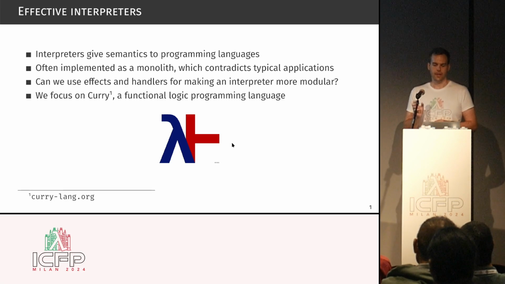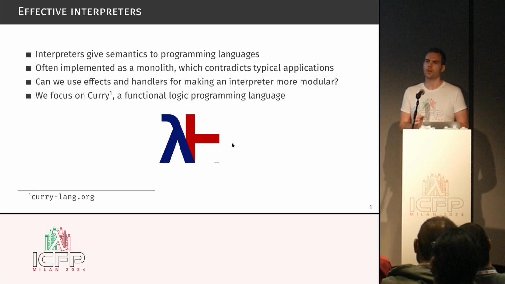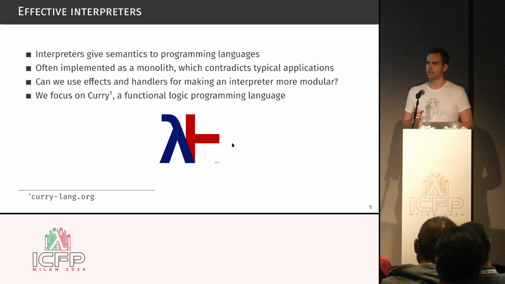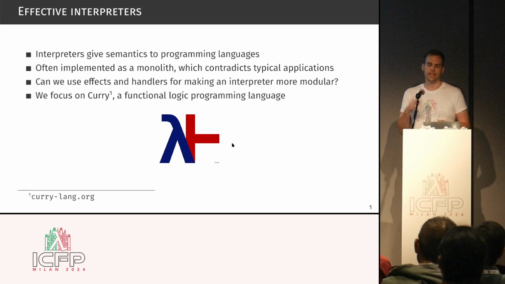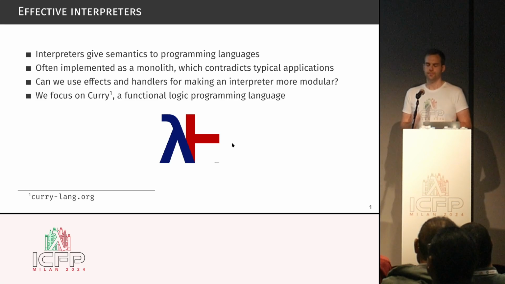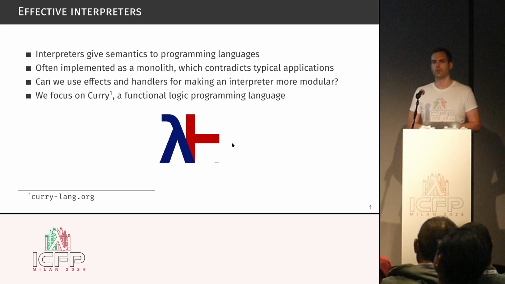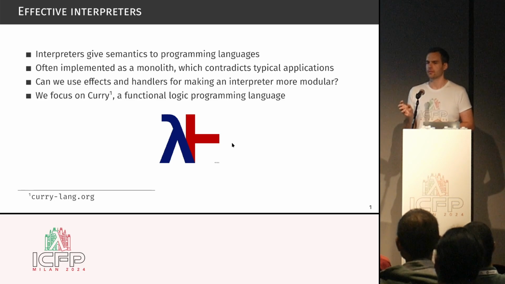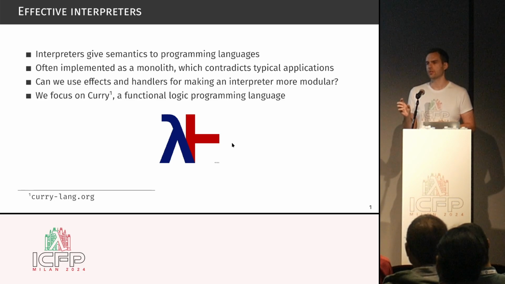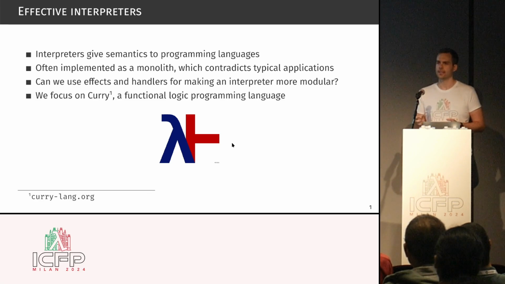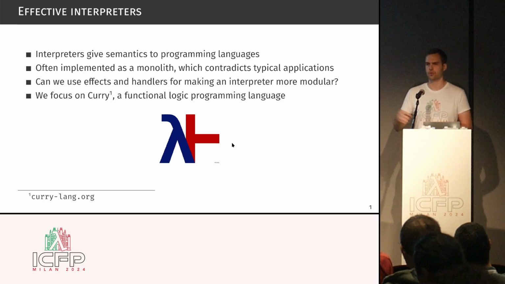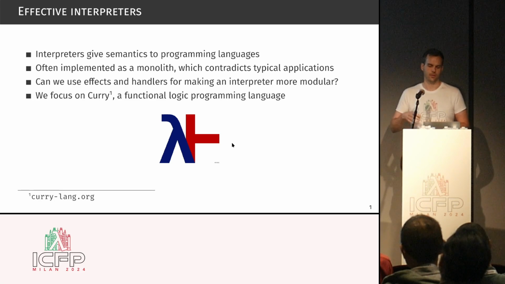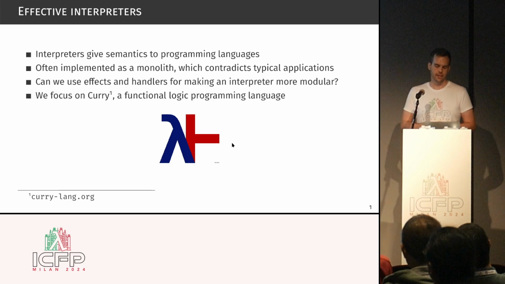And I think that sort of contradicts the purpose of an interpreter, because when you write a new language, you might want to experiment a bit, or you want to add some features, you want to remove something. And when you have a monolithic interpretation function, that can be a bit difficult, because every small change might affect every part of that function. So you have to change lots of small parts. And I guess some of you have already experienced that.